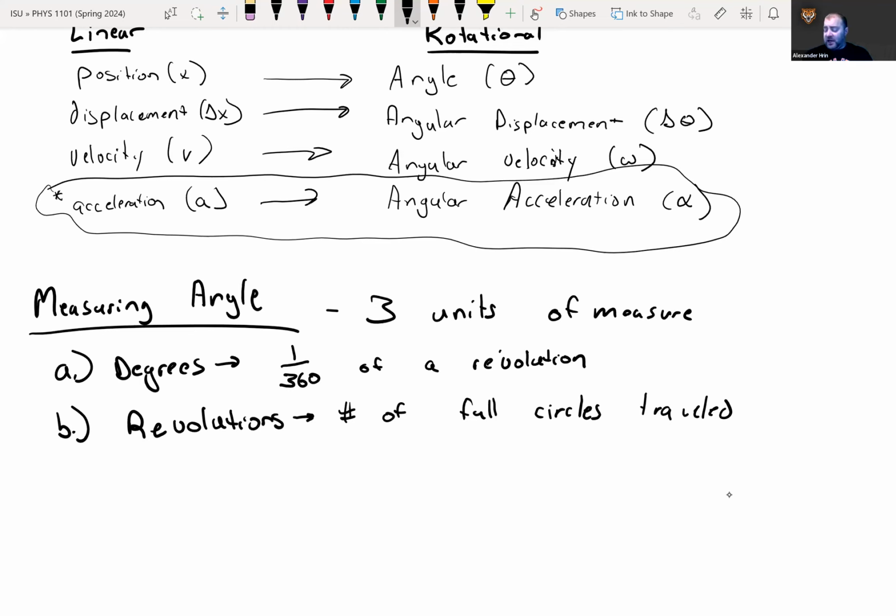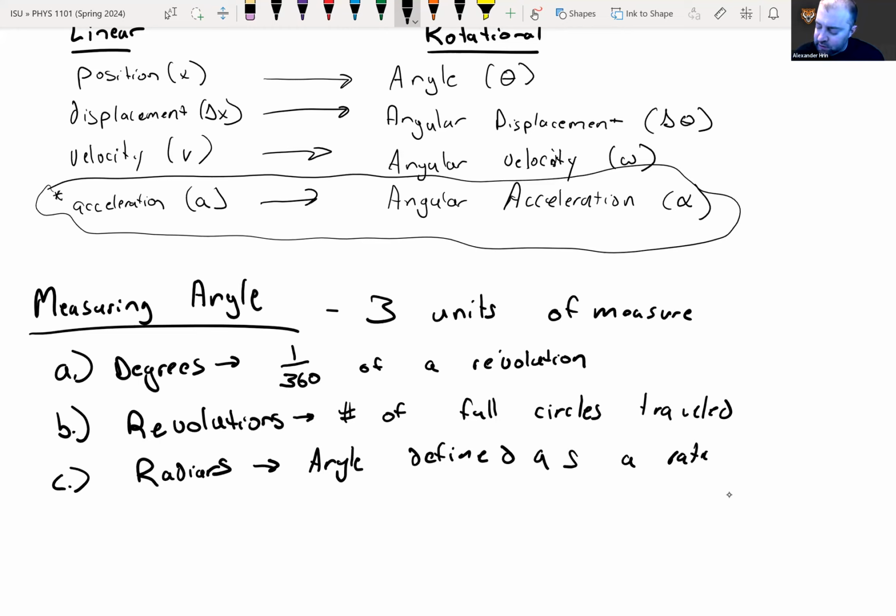And the one that's most mathematically useful is the last one. That is going to be radians. Basically, what a radian is, it is the angle defined as a ratio of arc length to radius.